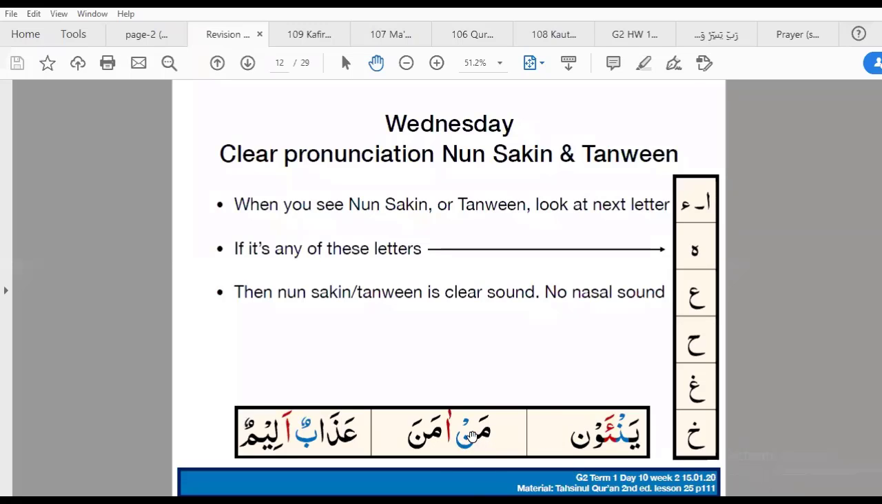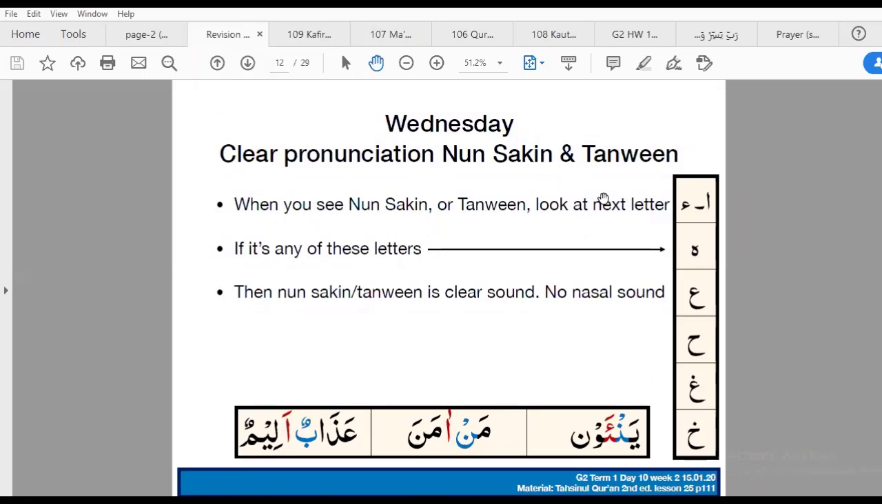Okay, over here you can see noon sakin again. The next letter is alif, and alif is one of the izhar letters, so that means that we do not produce a nasal sound on the noon. Man amana. Okay, so these are examples of where a clear pronunciation will be produced.